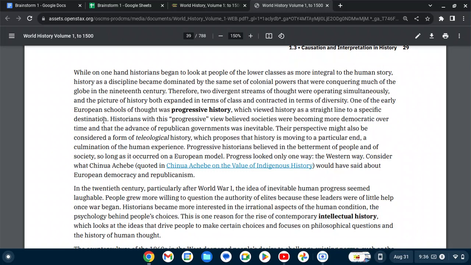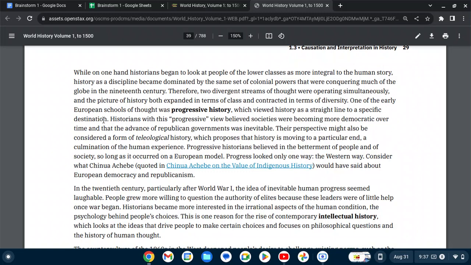One of the early European schools of thought was progressive history, which viewed history as a straight line to a specific destination. Historians with this progressive view believed societies were becoming more democratic over time and that the advance of republican governments was inevitable. Their perspective might also be considered a form of teleological history, which proposes that history is moving to a particular end, a culmination of the human experience.